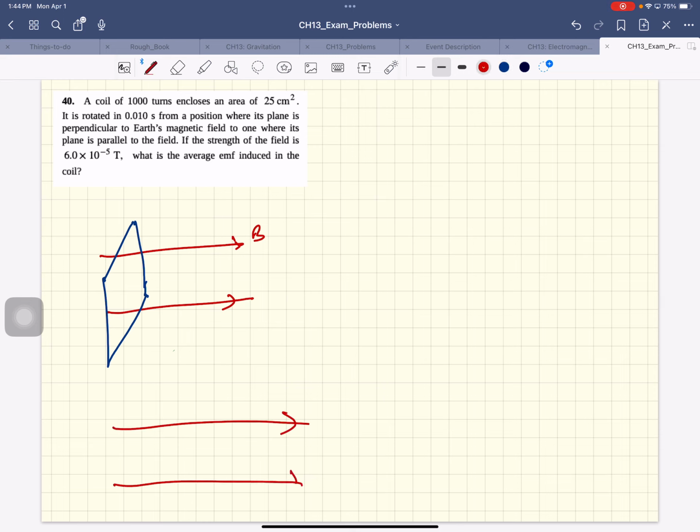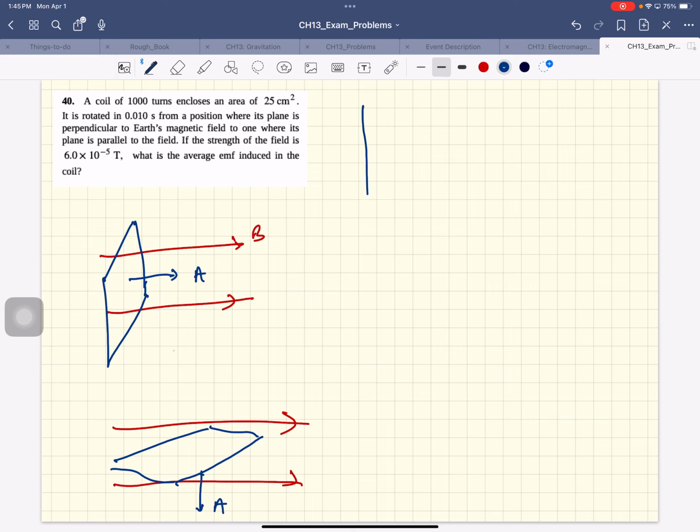So here's the new configuration. Okay, so this is the area vector, parallel to the field. If the strength of the field is 6 times 10 to the minus 5 Tesla, what is the average EMF induced in the coil?